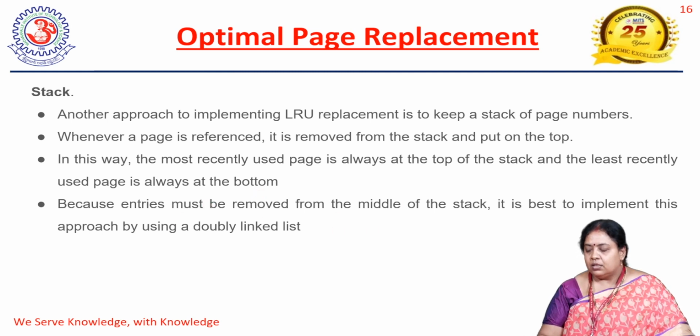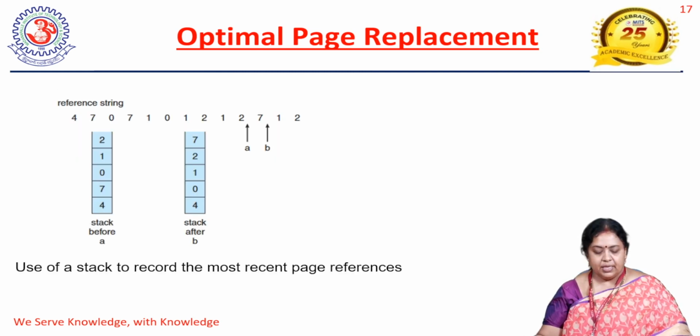Now, this can be implemented by using a doubly linked list. So look here. Now we are referring 4. So these are the stack of pages we have stacked in the stack. 4, then 7, then 0. Again 7 is referenced, so we are going to remove this 7 and place it on the top of the stack. And next 1, we are placing above 7. Next 0 is moved and placed on the top. Like that we will place here.